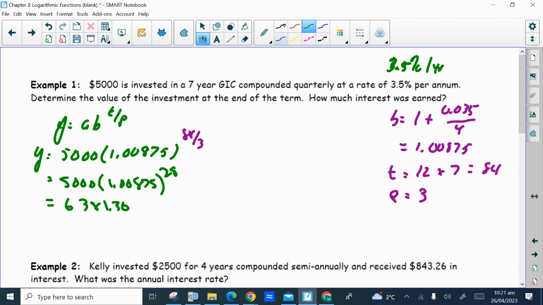The second thing we're asked to determine is how much interest was earned. So the interest will be found by taking the amount we have at the end and subtracting the initial investment of $5,000. The difference there will be $1381.30. That is the amount of interest that was earned from that investment. Okay?